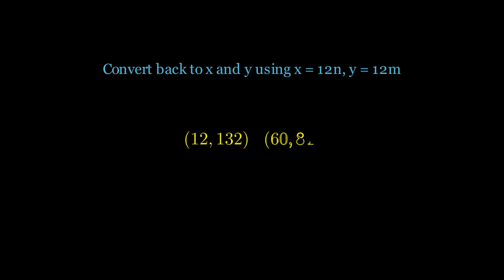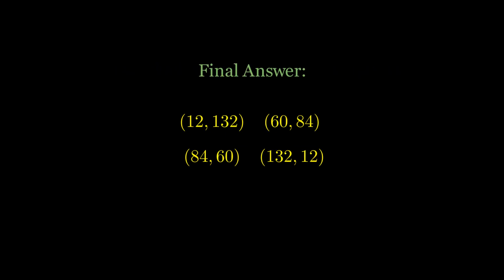Our valid pairs are 12 and 132, 60 and 84. And since order doesn't matter for the GCD, we also have 84 and 60, and 132 and 12. So the complete set of solutions is 12 and 132, 60 and 84, 84 and 60, and 132 and 12.